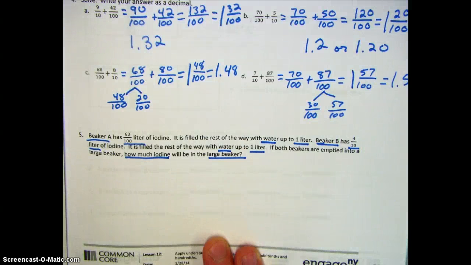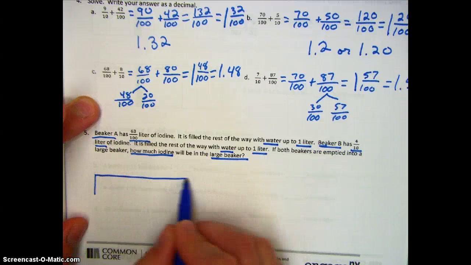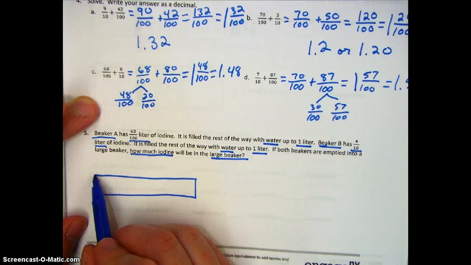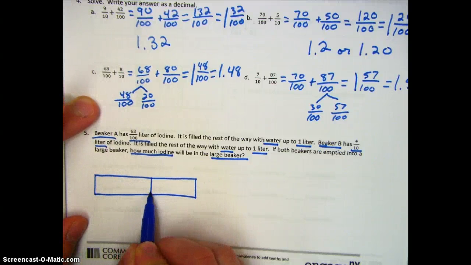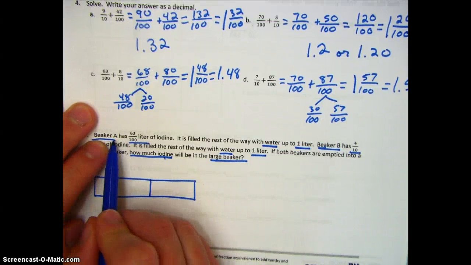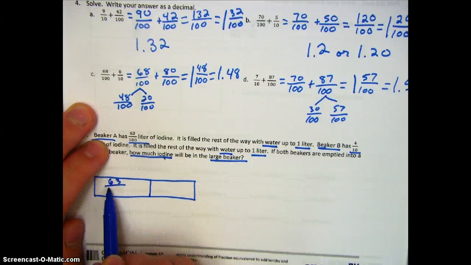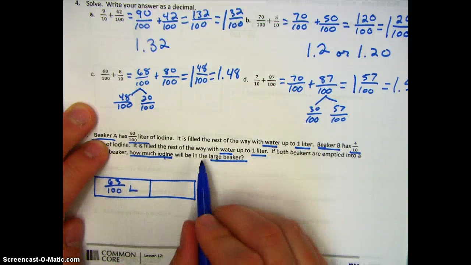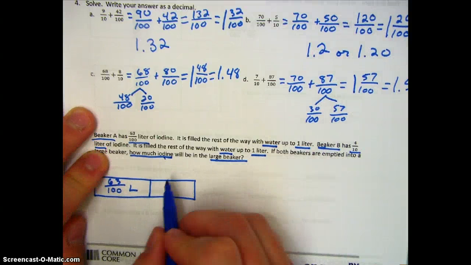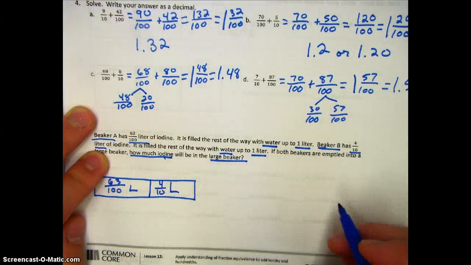So we're going to set up our tape diagram here. Now we know that we have 2 beakers. So let's go back and take a look. And we're trying to find out how much iodine. So beaker A has 63 hundredths liter of iodine. So I'm going to put that in my first spot. It's filled the rest of the way up with water, up to 1 liter. Beaker B has 4/10 of a liter of iodine, and it's filled the rest of the way up with water.